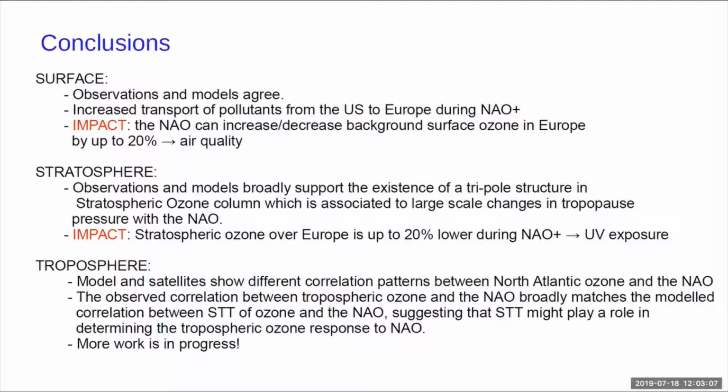And in the troposphere, I think model and satellite show different correlation patterns between the North Atlantic ozone and the NAO. And the observed correlation seems to broadly match the model correlation between the stratospheric transport of ozone and the NAO, suggesting that stratosphere to troposphere transport might play a role in determining the observed tropospheric ozone response to NAO. And obviously more work is in progress, so we'll probably hear more. Thank you.